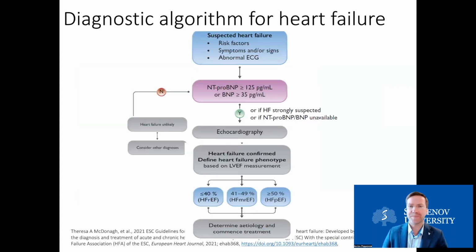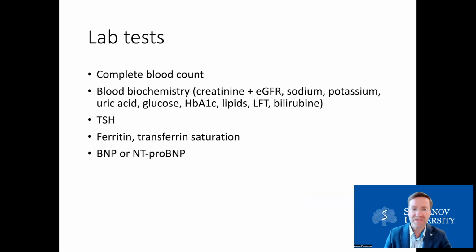So if BNP or NT-proBNP levels are high, we do the next step, echocardiography, and we see the systolic and diastolic function. It depends on the result of echocardiography. We establish the phenotype of heart failure, as I told you, with reduced, mildly reduced, or preserved ejection fraction. And then we have a key to the treatment of this patient.